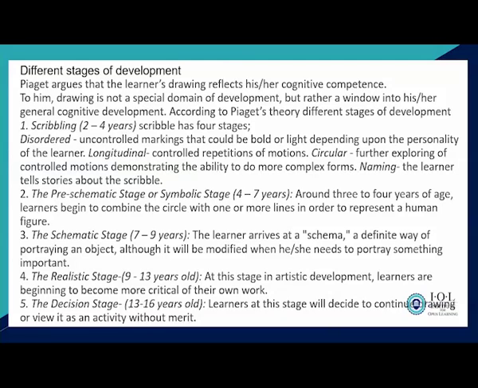This one is now based on Piaget's theory of development. You have got some specific stages there. Stage 1, 2, 3, 4, 5. That is from scribbling, between 2 and 4, to 13 and 16. That is the decision stage.